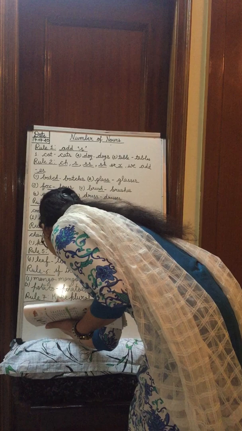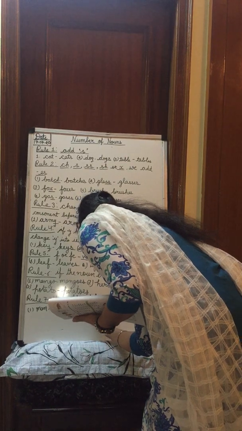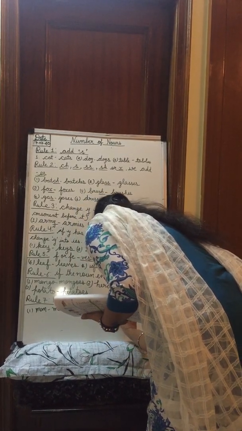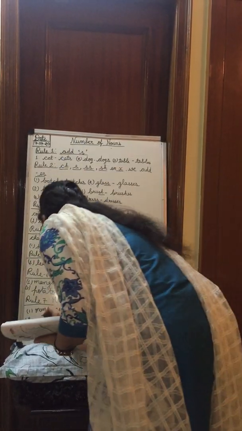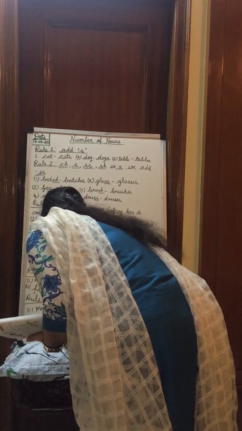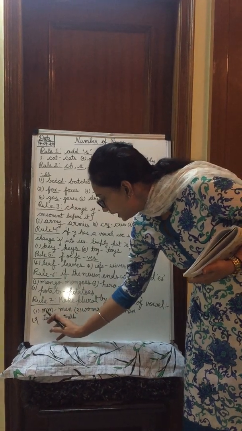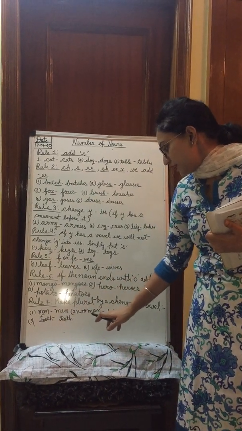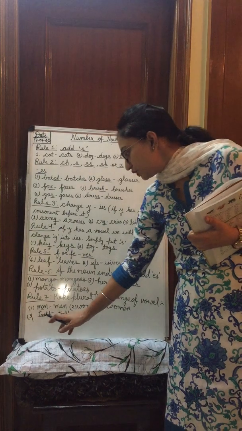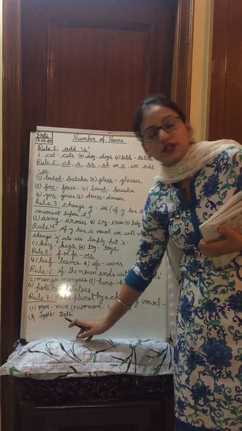Man, men. Woman, women. Tooth, teeth. So you can see that man, M-A-N, A is a vowel, so we change A to E. Woman, again A to E. Tooth, double O, we have changed double O to double E to make it plural.